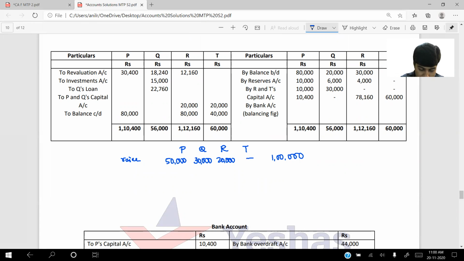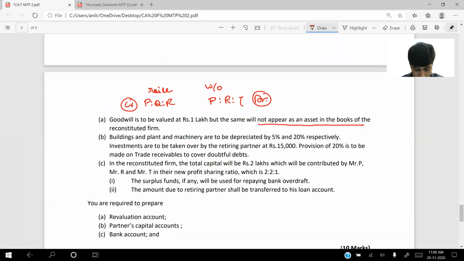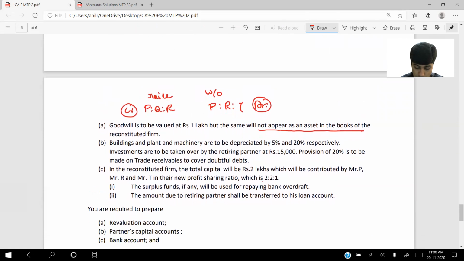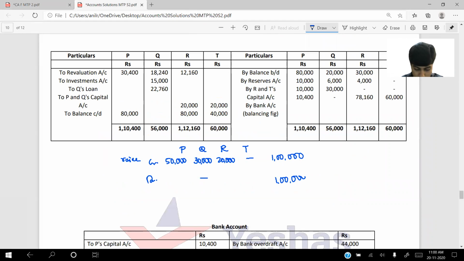Credit to the partners. Now I'm supposed to debit it. Same 1 lakh. Q will not be there. PRT. But what is the ratio? Have they given the profit sharing ratio? 2:2:1. PRT in the ratio 2:2:1. So 1 lakh, 2:2:1 is 5. So basically 40,000, 40,000, 20,000.